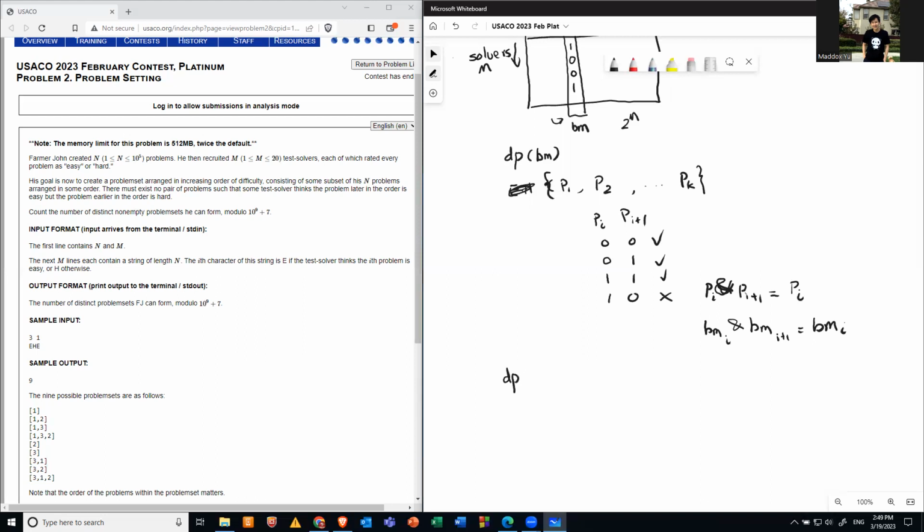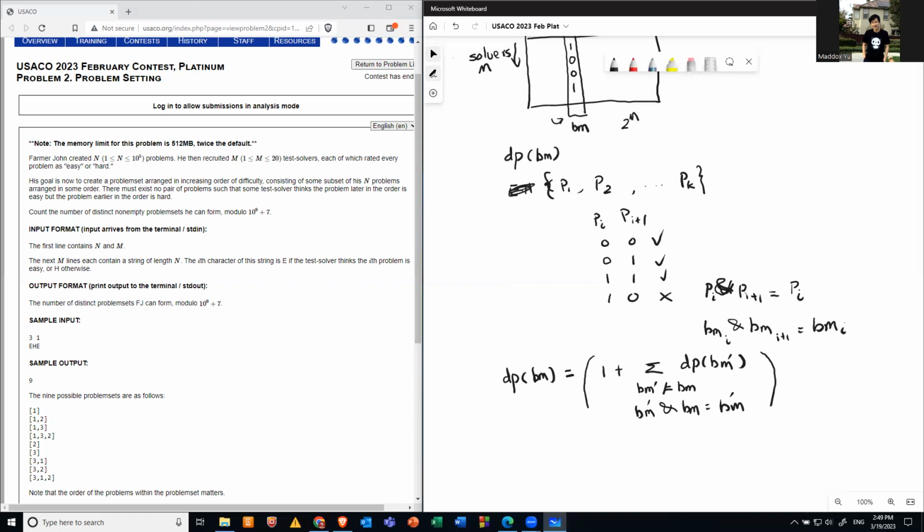Then if you look at the DP of BM, the problems can be either the same, or you can take all the BM primes where BM prime is not equal to BM, and BM prime AND BM equals BM prime. You can take all of those possible ones. Either it is the same, or you take the ones that satisfy this condition.